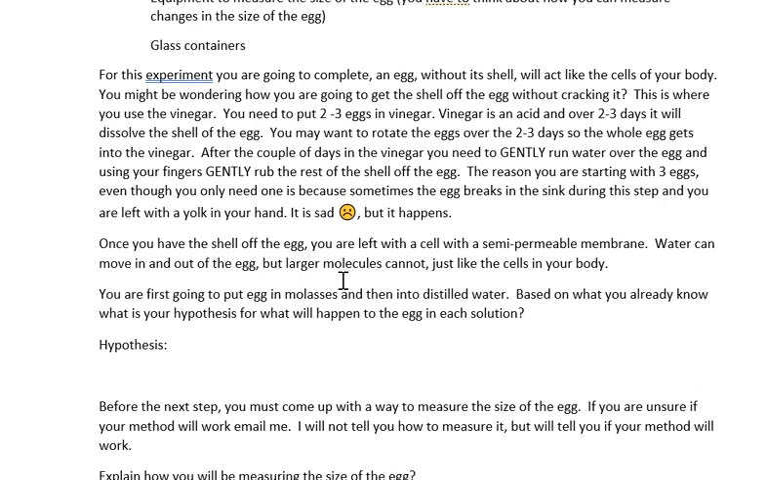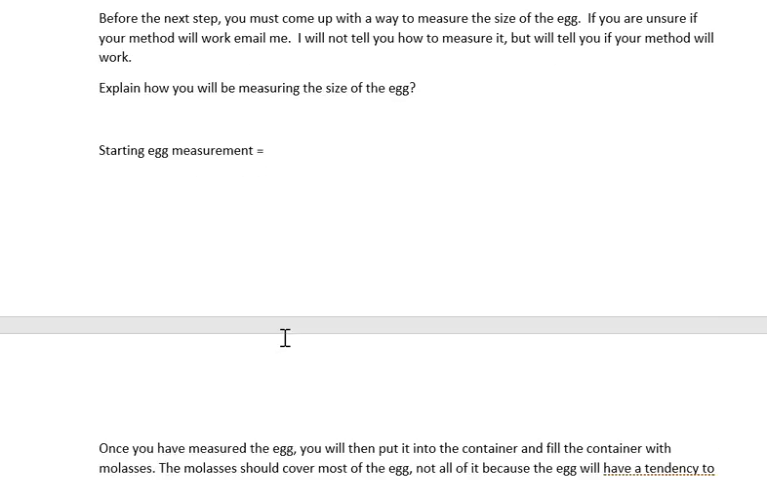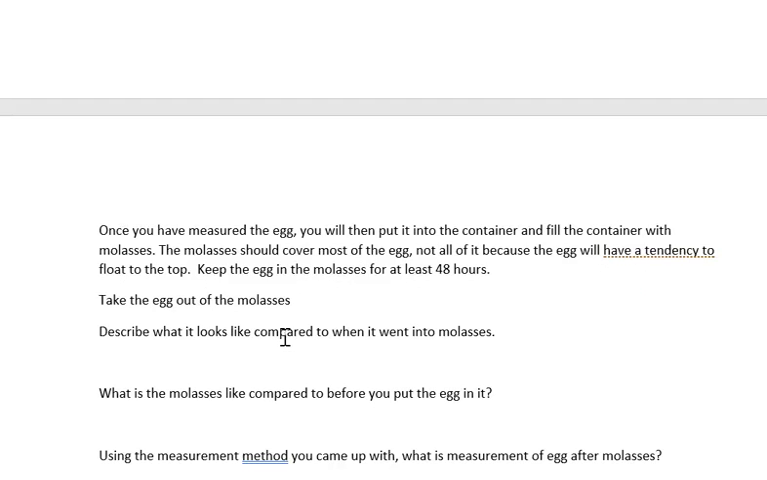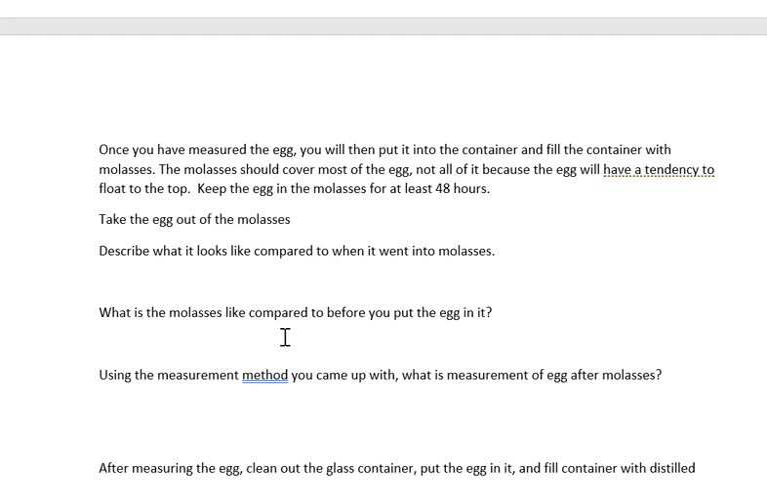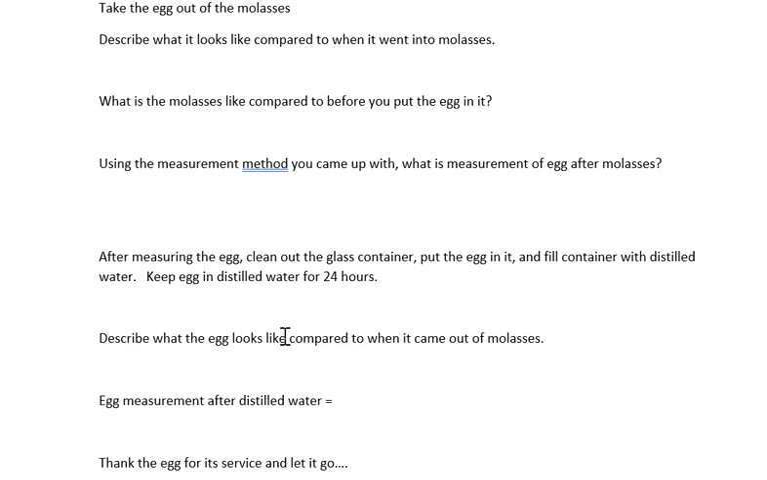Once you get the shell off the egg, you're going to put it in 2 different solutions, not at the same time, but you have to think about, based on what you learned in the video, what's going to happen to the size of that egg. You're then going to put it in molasses and measure it after it's been in the molasses for the time period stated in here. Then you're going to take that same egg and put it in distilled water, and you're going to see what happens to it. And again, you have to come up with a method of measuring the egg size.